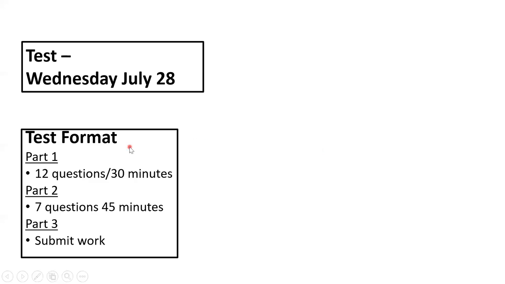There are three parts. The format is exactly the same as it was last week. Part one is the short answer, drop down menu, multiple choice kind of questions. There are 12 questions and you have 30 minutes to answer those questions. Part two is the problems part that you have to work out on a separate sheet of paper. There are 7 questions. When you answer those questions, you will put the answer into Canvas, but I will go back in and give you partial credit after the fact through your submitted work. You have 45 minutes to complete those 7 questions.